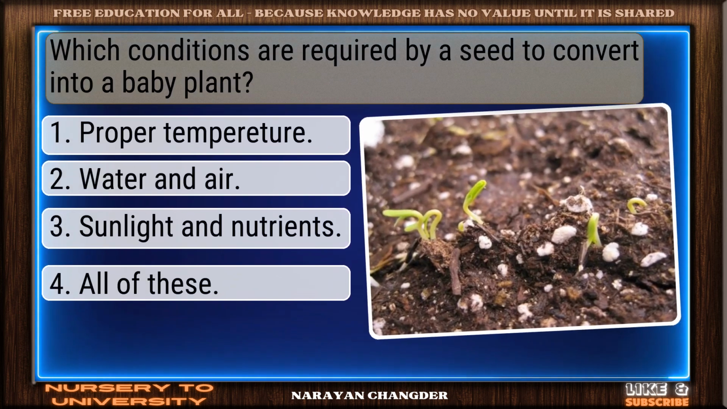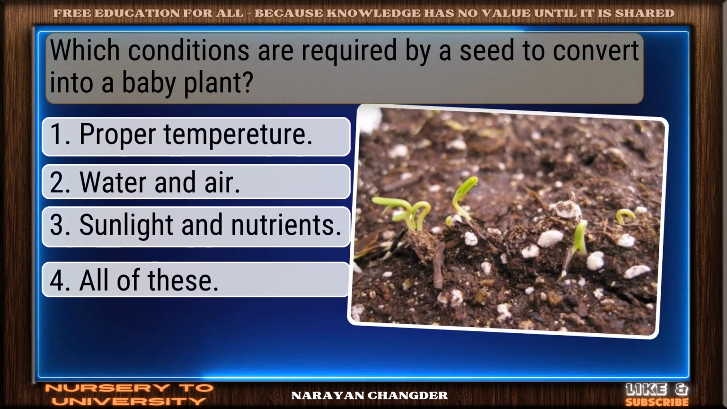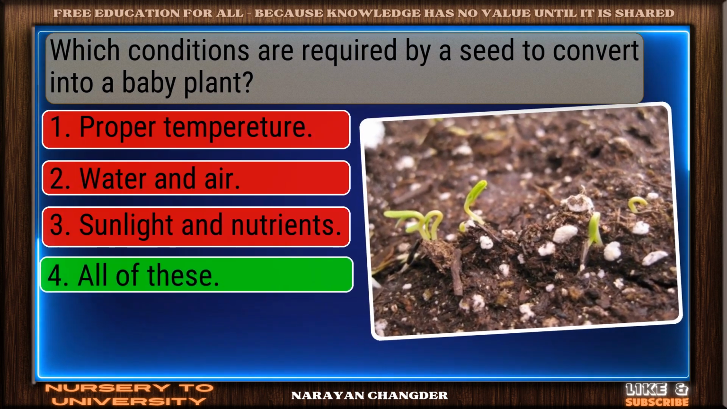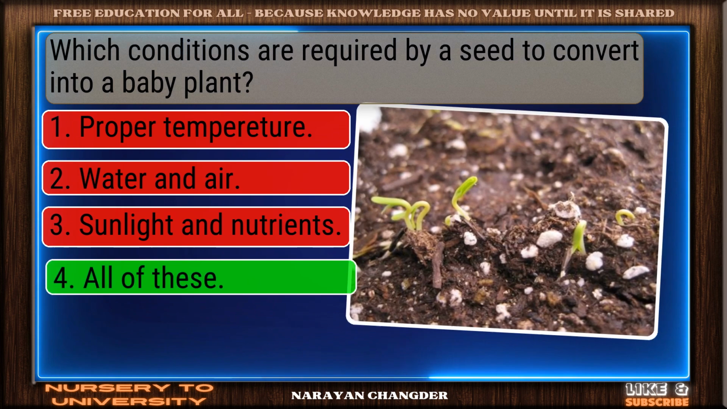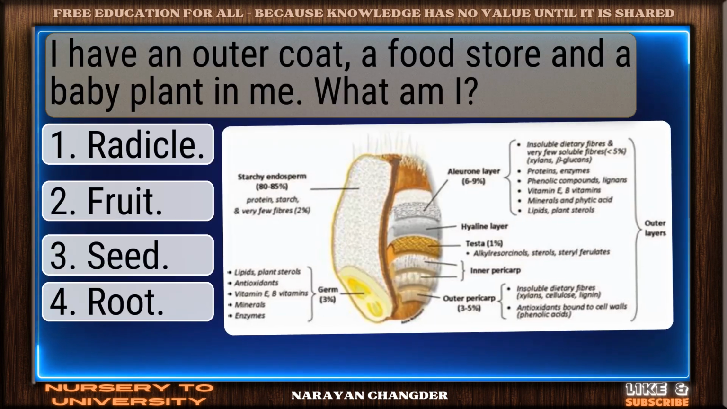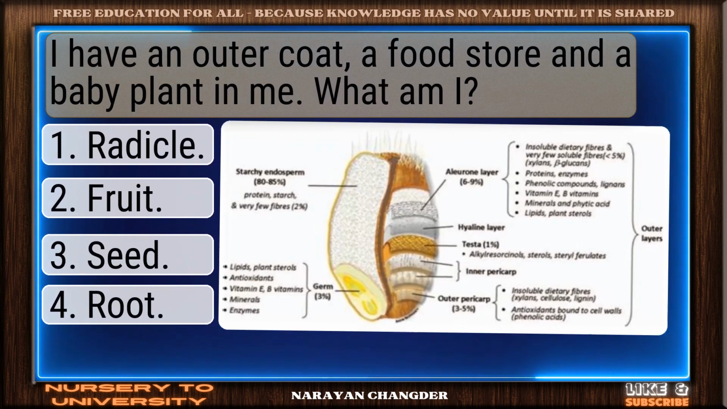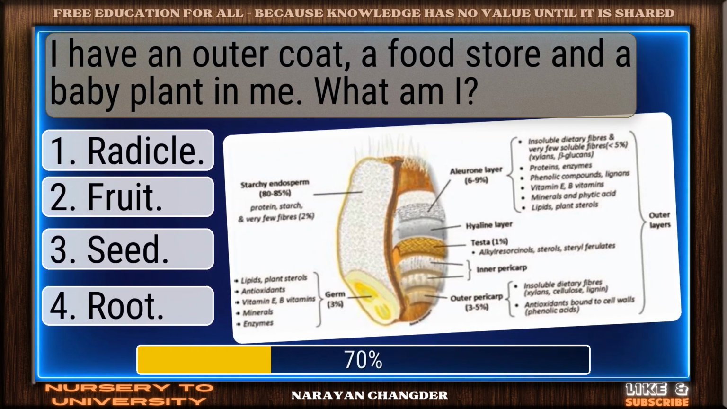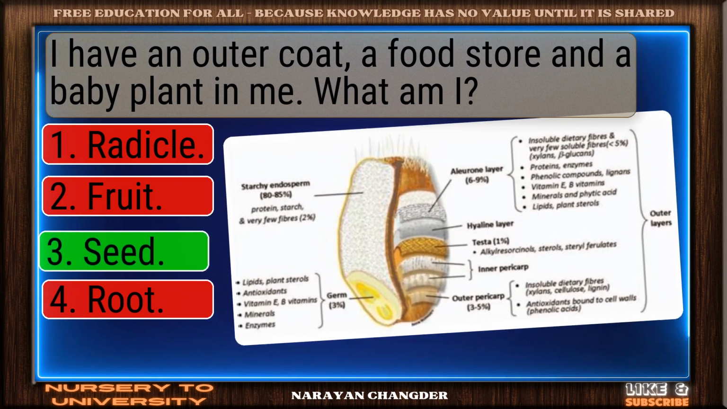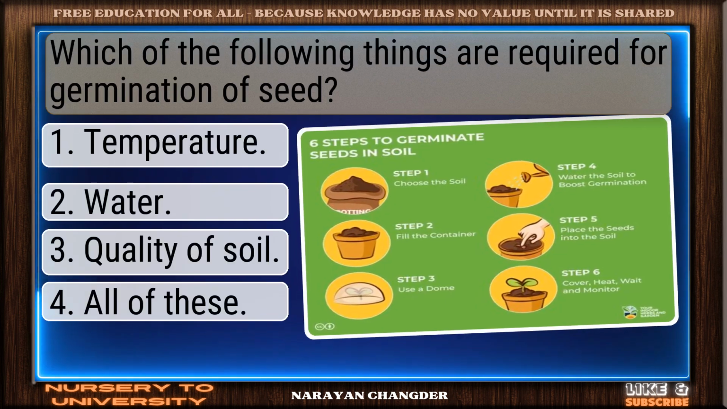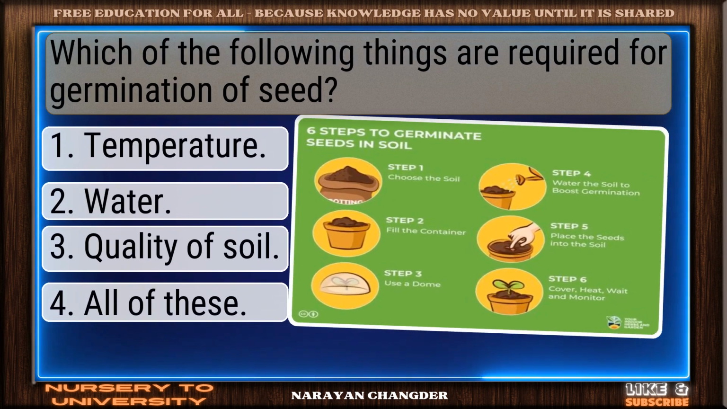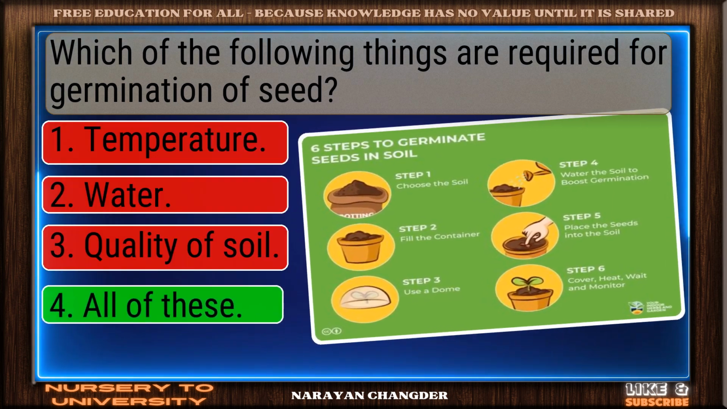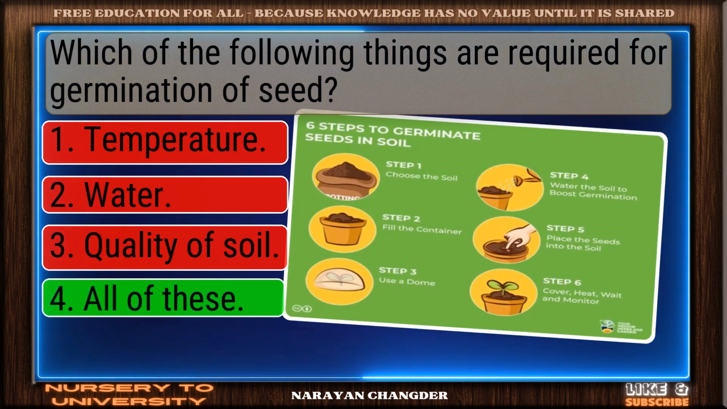Which conditions are required by a seed to convert into a baby plant? You chose all of these, and it is correct. I have an outer coat, a food store, and a baby plant in me. What am I? Perfect. Seed is the correct choice. Which of the following things are required for germination of seed? Good job. Your answer, all of these, works well here.